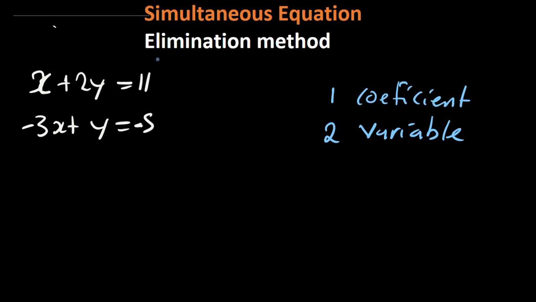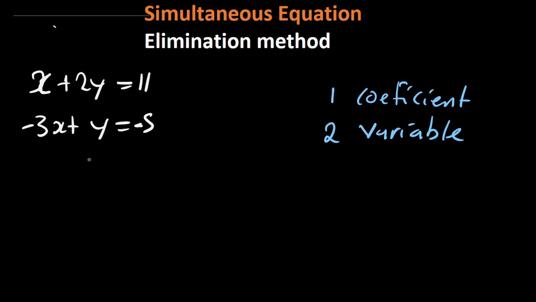Now, what do we mean by elimination? Well, we simply mean that we want to have one variable cancelled. In short, we want to cancel one variable, and we can only achieve that if the coefficient of that particular variable is equal and carrying the opposite sign.